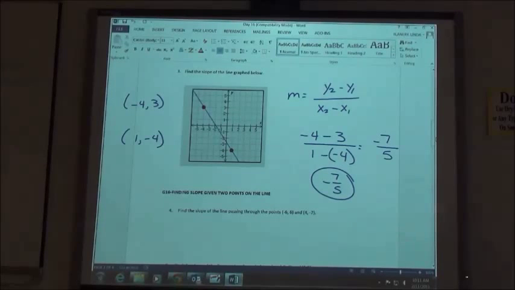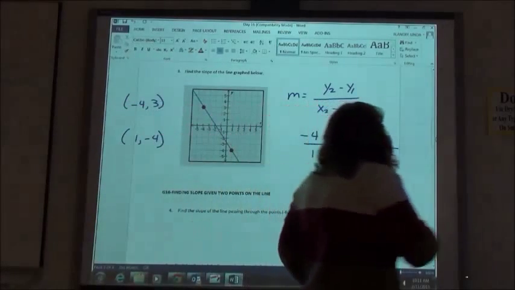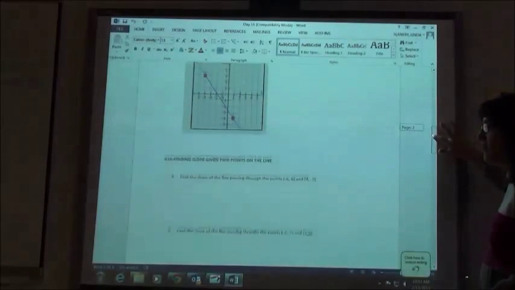So they give you some with the graph so that you can practice using the formula, so that when you get to the next ones where you don't have the graph, you kind of have the idea how the formula works.